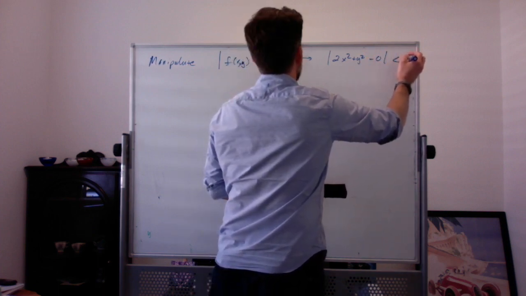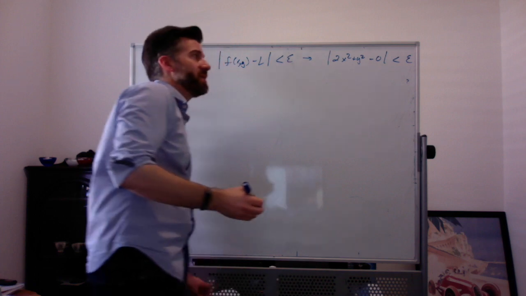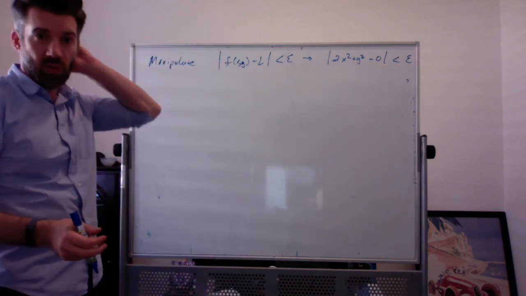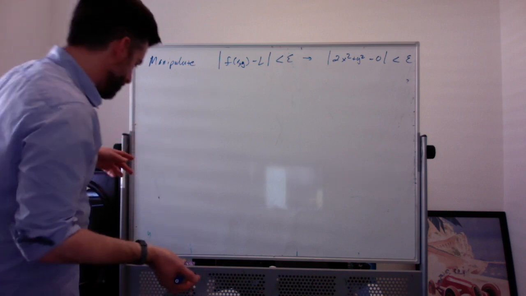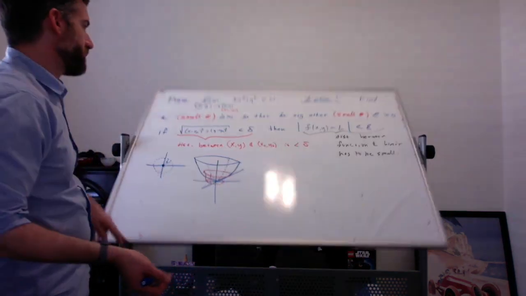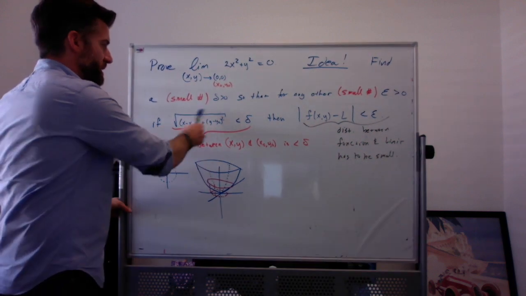To be less than epsilon. Meaning we want the difference between our function and 0 to be small. So how are we going to make this work? Well, here's what we want to do. I'm going to go back to the other side. Our job is to kind of make this expression show up.